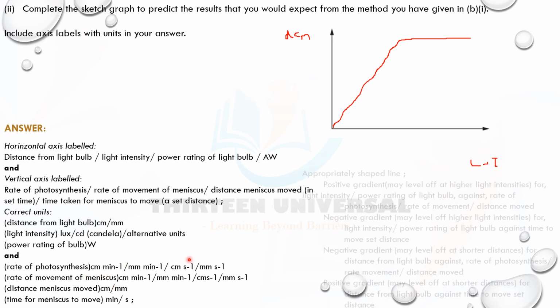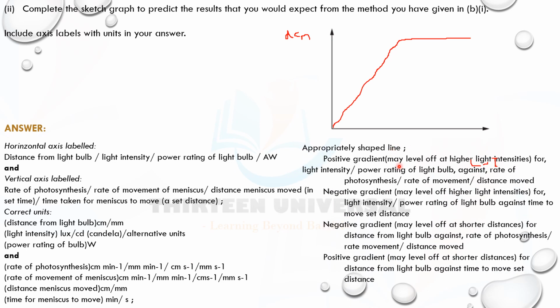And then what else do you do? See the shape: positive gradient may level off at high intensities. A negative gradient may level off too. That is if you are doing distance against photosynthesis. As distance increases, photosynthesis will decrease. But if you're using light intensity, as it increases, photosynthesis will increase, so a positive correlation. Negative gradient may level off.